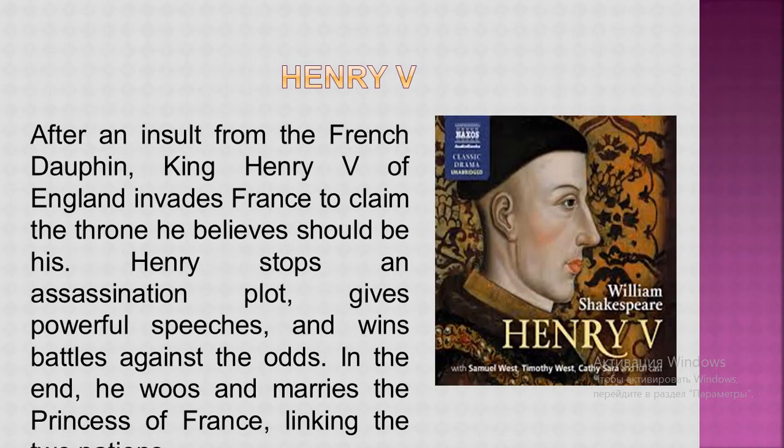Henry V. After an insult from the French Dauphin, King Henry V of England invades France to claim the throne he believed should be his. Henry stops an assassination plot, gives powerful speeches, and wins battles against the odds. In the end, he woos and marries the Princess of France, linking the two nations.